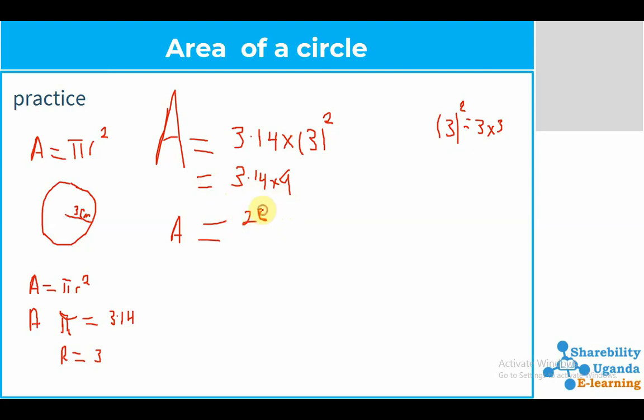28.26. So that is going to be our area. If you want to know the area of this circle, we get 28.26. It looks the other way around, but it is 28. So that is how we can get our area. That is how we can solve problems as far as area is concerned. They can also give you an area like this and tell you to find the radius.